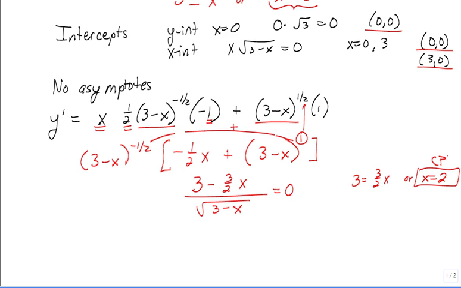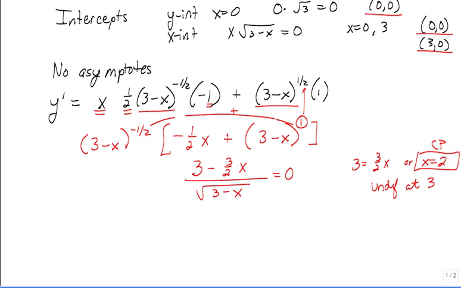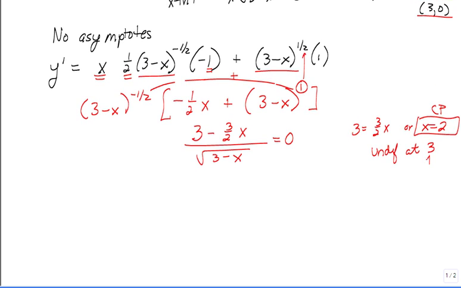And it's undefined at 3. So there's a vertical tangent line at 3, and a critical point, there's a horizontal tangent line. So that helps us for the test. Wherever y prime is undefined, you have a vertical tangent line.